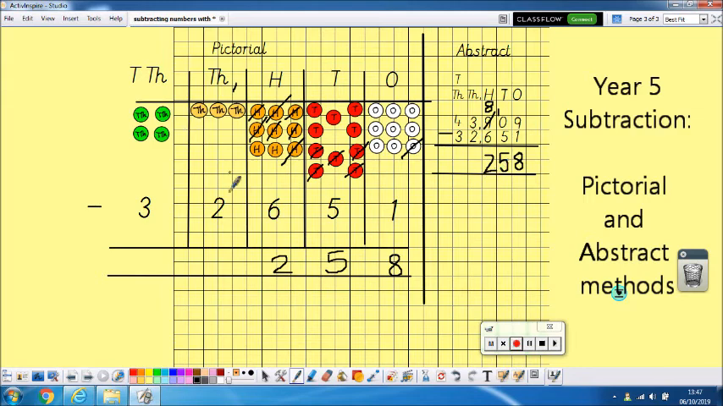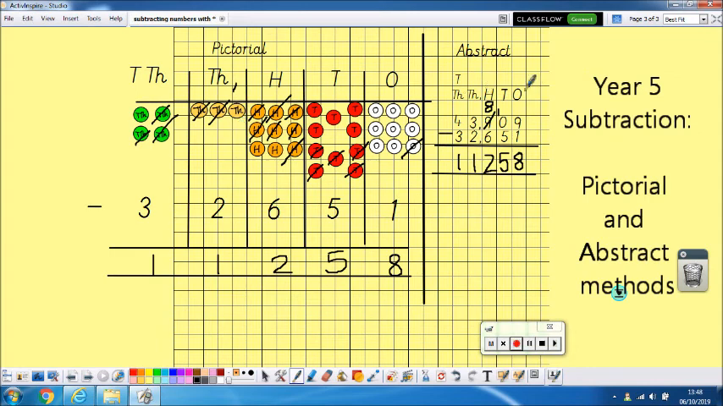And now the rest is much more straightforward. 3,000 take away 2,000 gives me 1,000. 3,000 minus 2,000 is a difference of 1,000. And then 1, 2, 3, 40,000 take away 30,000. 10, 20, 30,000 gives me 10,000 left. One set of 10,000. 40,000 take away 30,000 gives me one set of 10,000. It's a difference of 10,000.